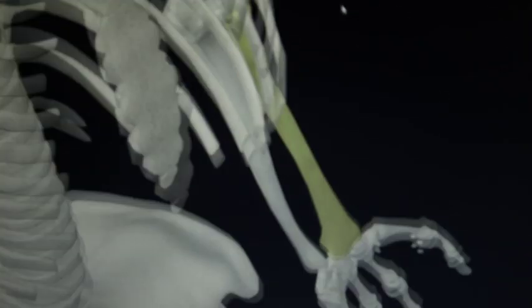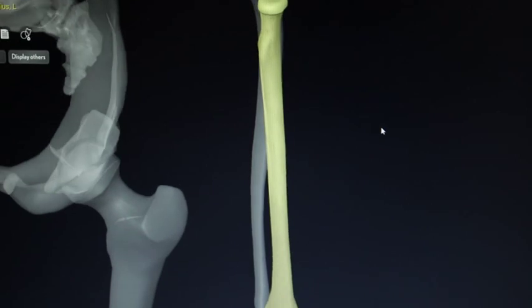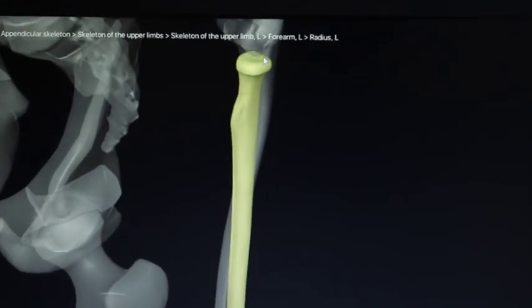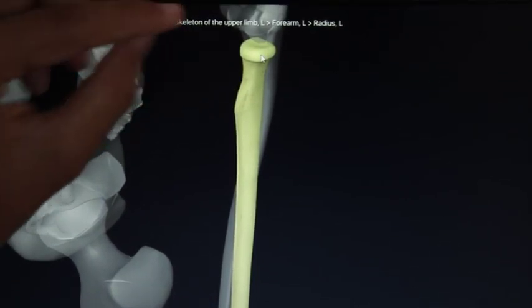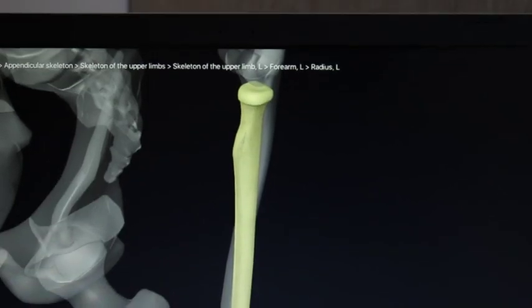So while displaying others, we can see that the humerus is the one present atop the radius, and they both are joining at this particular section. What you can see over here is the joining point, and this is where exactly they are joining. It's called the capitulum of the humerus and the circumference of the radius. This is called the humeroradial joint.